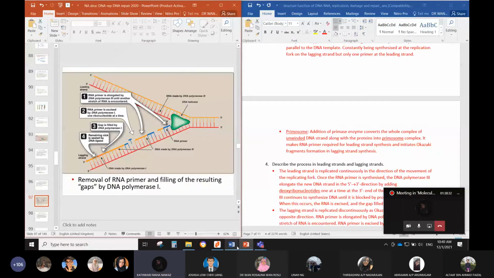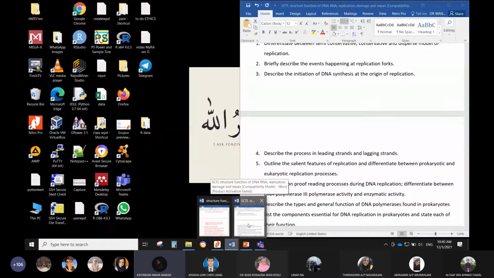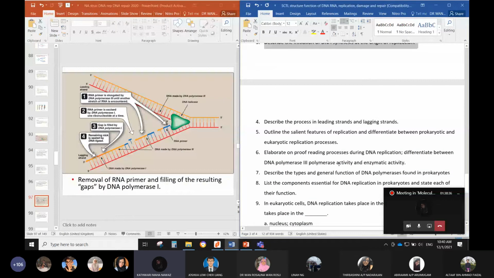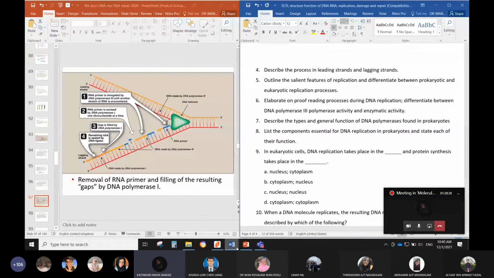The DNA helix has two anti-parallel strands. One strand, the A strand, will be 5' to 3', and the B strand would be 3' to 5'. During DNA replication, the newly synthesized strands are complementary to the parent strand.